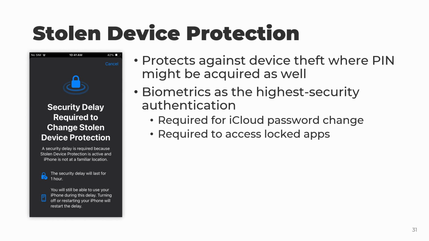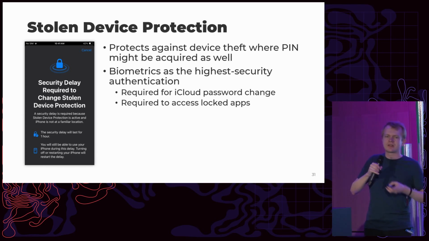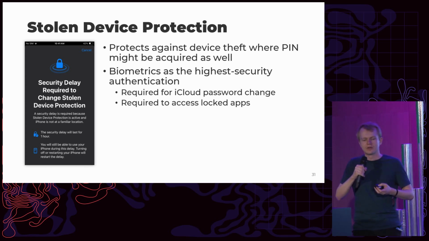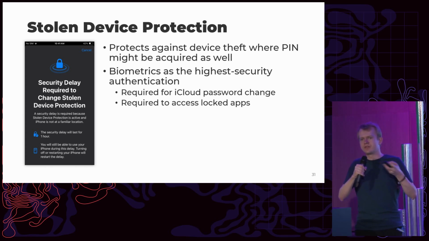And also do things like changing the iCloud password, because for those of you who don't know, you can change your iCloud password with just your iPhone and its PIN for some reason. And you can also do things like, yeah, that's basically the main features, and there's a number of security things. You cannot change the PIN of the device and so on. What this stolen device protection does is introduce biometrics as the highest security form of authentication. So you need biometrics to perform an iCloud password change, and you need biometrics to access locked and hidden apps, which is also a feature newly introduced in iOS 18.